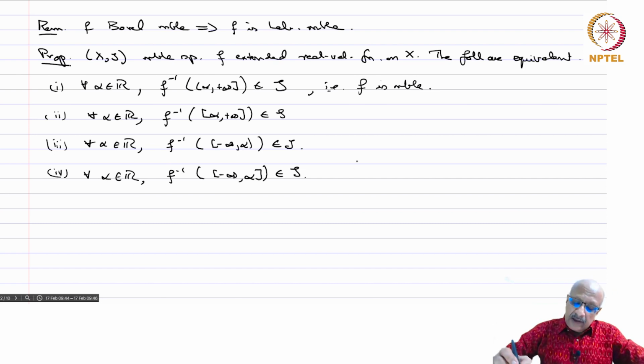So the set of all x such that f(x) is bigger than alpha is in S, that's the definition. But you could have also defined it by the set of all x such that f(x) is greater than or equal to alpha, the set of all x such that f(x) is strictly less than alpha, or the set of all x such that f(x) is less than or equal to alpha. All these sets are in S. So each of these implies the others, and therefore you could have defined measurability using any of them.